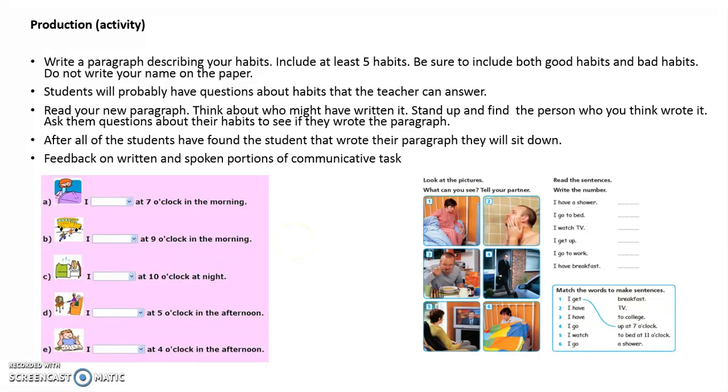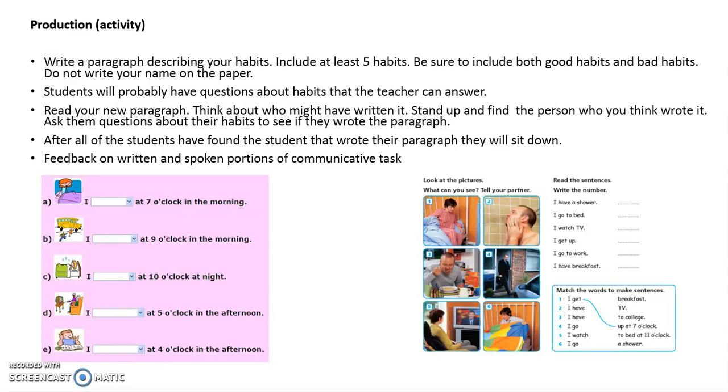Okay, and the production activity. Students must write a paragraph describing their habits. Include at least 5 habits. Be sure to include both good habits and bad habits. Do not write your name on the paper. Students will probably have questions about habits that the teacher can answer.